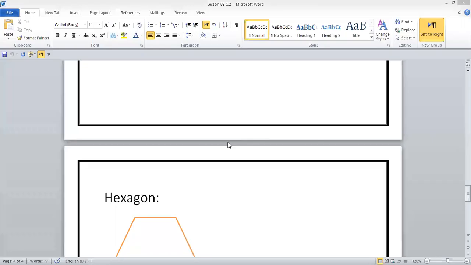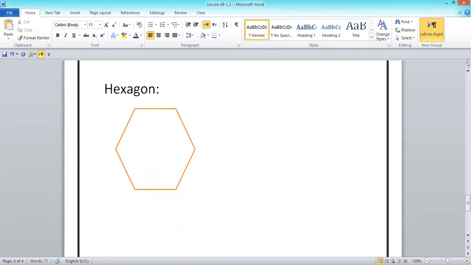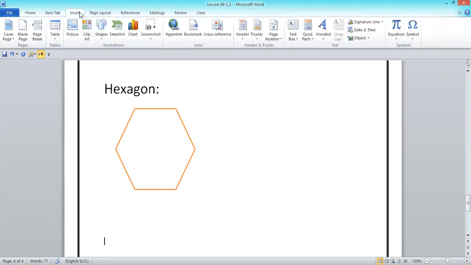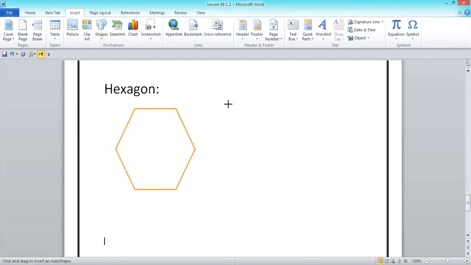Hexagon, okay. Take out your notebook and draw a hexagon. This is the hexagon, okay. But hexagon can be drawn like this also. I show you how a hexagon can be. I draw different hexagons for you.